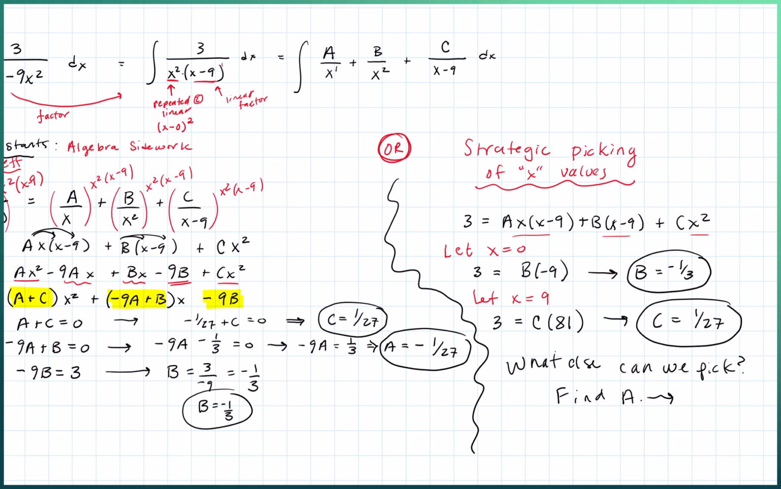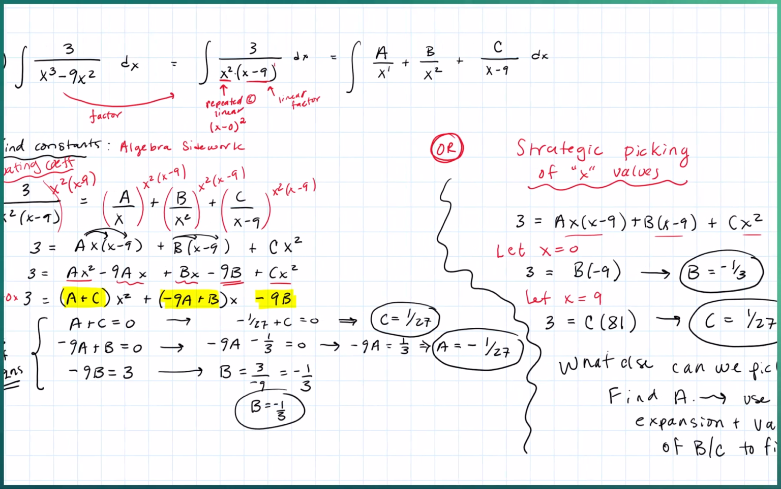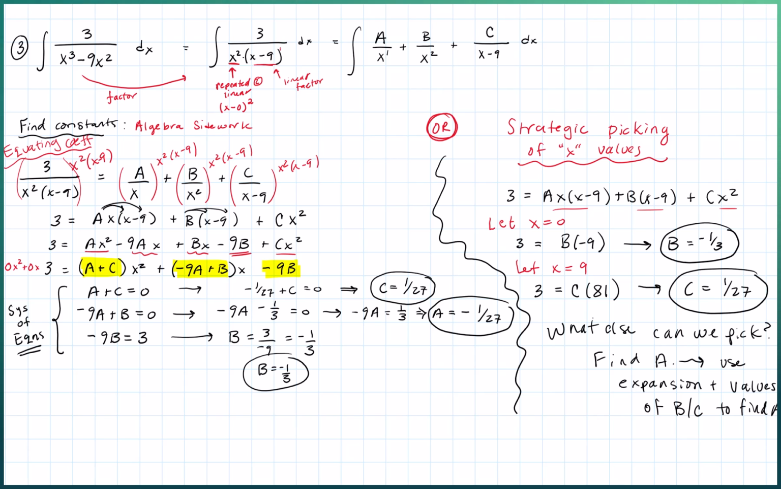What we could do is plug in our b and our c, expand, and then equate coefficients. At this point, we know b and c, so we could plug those in and use expansion to find a. I'm going to just leave it at that point. It looks similar to what we did on the left side, where we were expanding, but now we already know b and c, so we can plug them in, expand, equate coefficients, and find a pretty quickly.